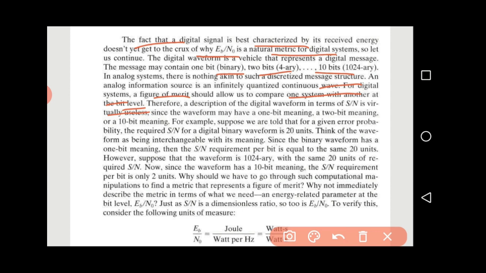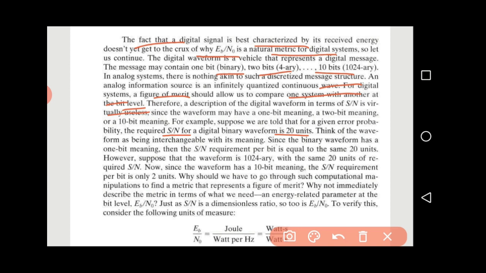But for example, suppose we are told that for a given error probability, the required signal to noise ratio for a digital waveform is 20 units. We can think of waveform as being interchangeable with its meaning. Since the binary waveform has a 1 bit meaning, then the signal to noise ratio requirement per bit is equal to the same 20 units.